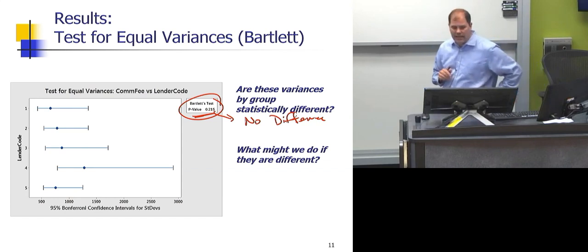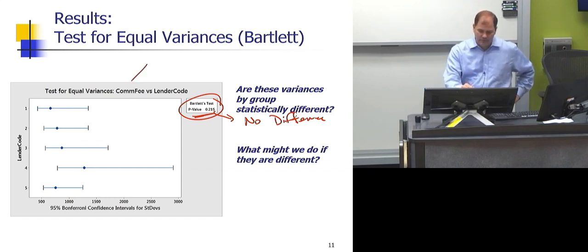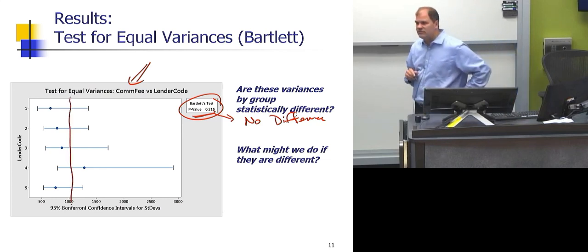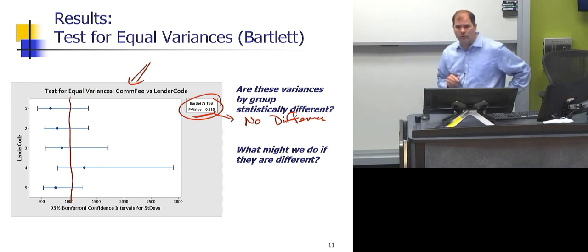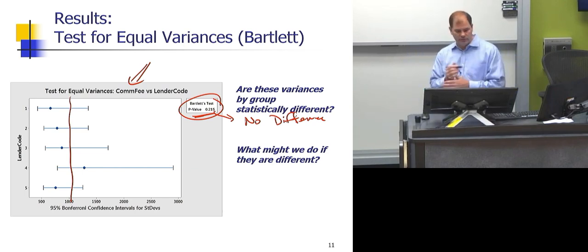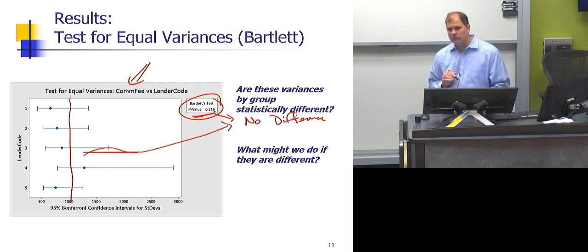By the way, what else can I look at from this graph to make the assessment of no difference? We can do what? If we can draw a straight line through all of those confidence intervals, this would also suggest no difference.